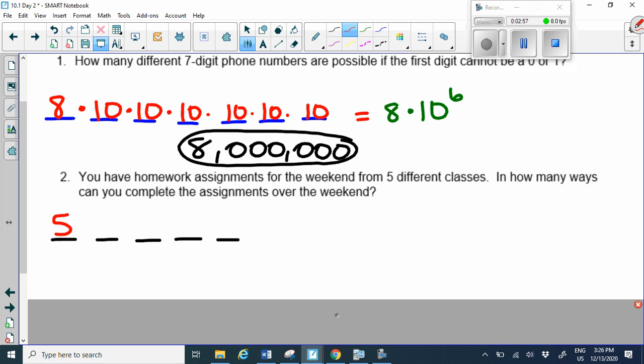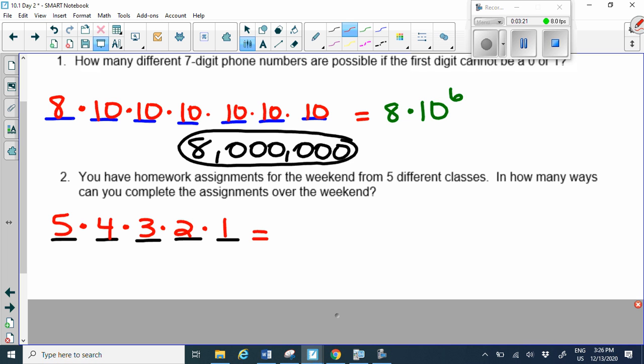But now let's say we just did our math homework. How many options do we have next to do our second assignment? Now we only have 4. Let's say we did math and science. Then on our third assignment, how many options are left? That's going to be English, history, and Spanish, so we only have 3. What about the next one? 2. And the last one, of course, 1.